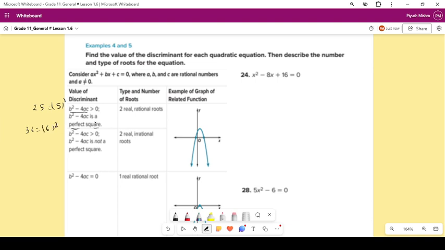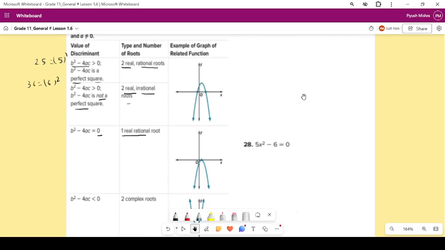Okay, so if it is a perfect square, the answer will be 2 real and rational roots. If it is not a perfect square but greater than 0, it will be 2 real but irrational roots. If it is 0, then only one rational root will be coming. And going down further, if it is less than 0, it will be complex. Less than 0 means square root of minus of something, and if minus of something is there, it automatically means it will be an imaginary number.